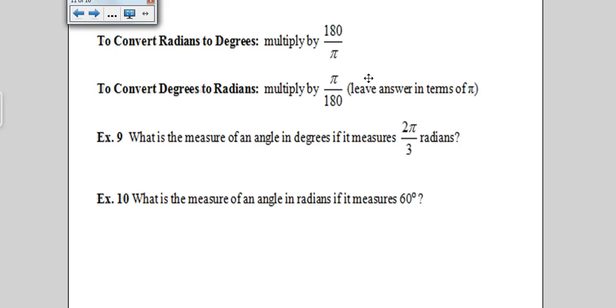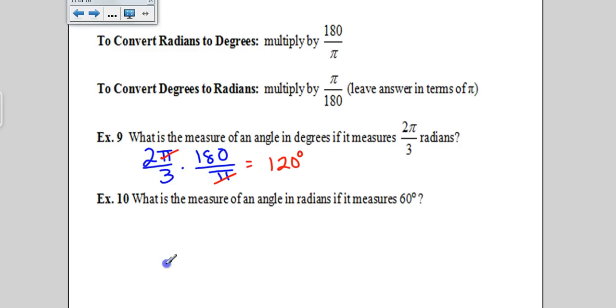So the first question says, what is the measure of the angle in degrees if it's 2 pi over 3 radians? If I look at my directions, it says to go from radians to degrees, multiply by 180 over pi. So 2 pi over 3 times 180 over pi. You should notice that the pi's cancel out, and the rest of this I can just do on my calculator. If you do 2 times 180 and then divide it by 3, you end up with 120 degrees.